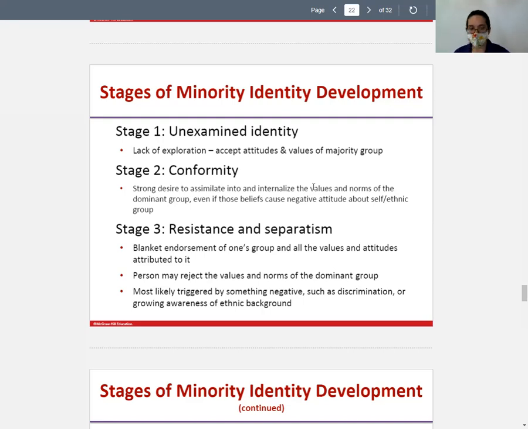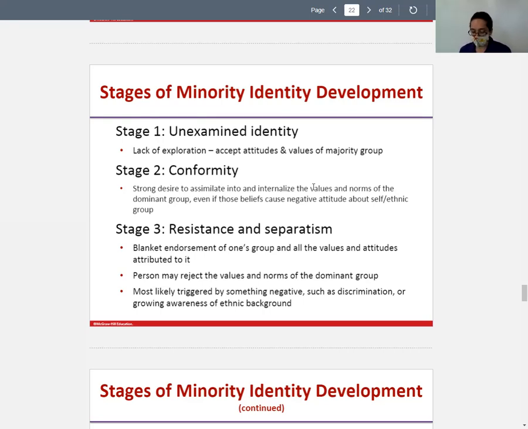So the first stage for minority identity development is unexamined identity. And if you are someone who's in a majority or dominant identity as well, it's pretty much the same or very similar to this. But there's just a lack of exploration. So if you're in the minority, you may accept the values and attitudes of the majority group, even if it means accepting some negative views on your own group as well.